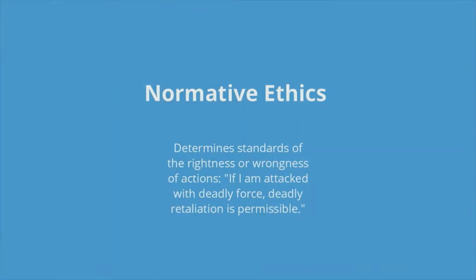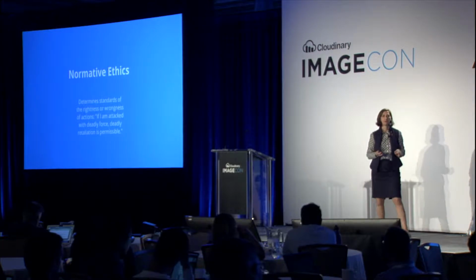Diving a little bit deeper and looking at this on a different level, you can take a look at normative ethics. Normative ethics helps you determine standards. Once you start asking questions, you can start taking a look at normative ethics to determine standards of the rightness or the wrongness of actions. For example, since we're speaking about murder, if I'm attacked with deadly force, I posit that deadly retaliation is permissible. Awesome, okay, now that we're completely triggered. Normative ethics.